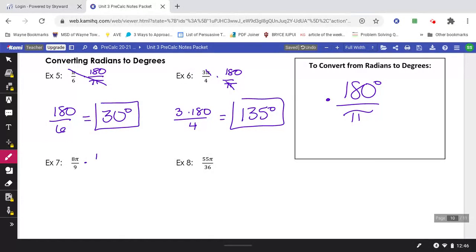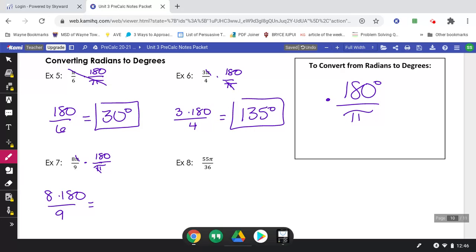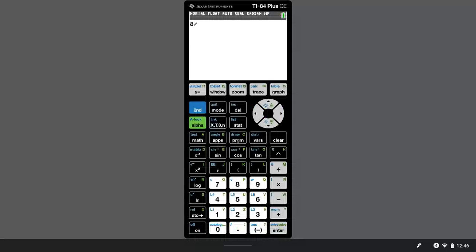All right, you're going to multiply again by 180 over pi. Pi's cancel. You have 8 times 180 over 9. If you wanted to do this by hand, you would just start canceling some things out. So 9 and 180, both of those can be divisible by 9. So you can reduce it that way if you needed to. Otherwise, type it straight into your calculator. 8 times 180. And you could even hit divide it by 9 right there. 160 degrees.